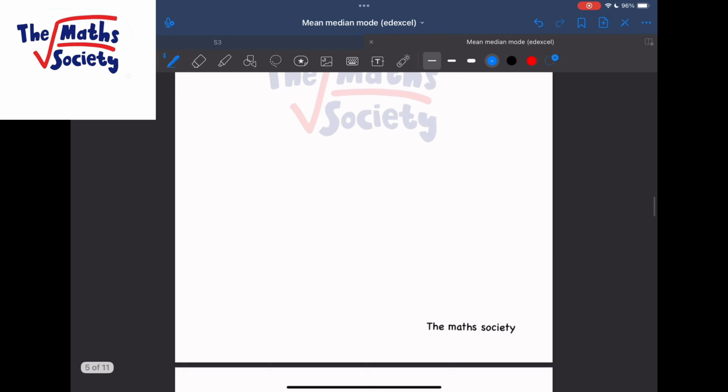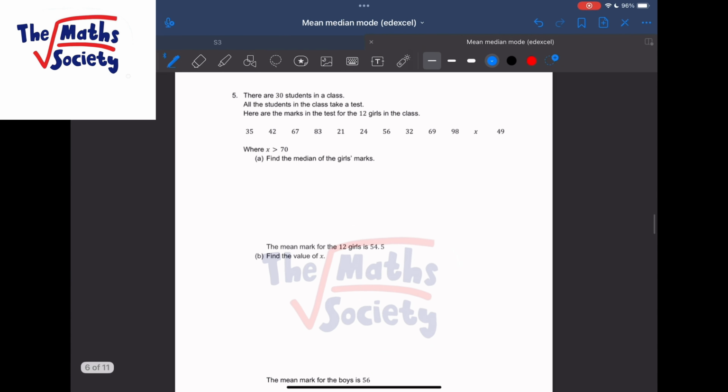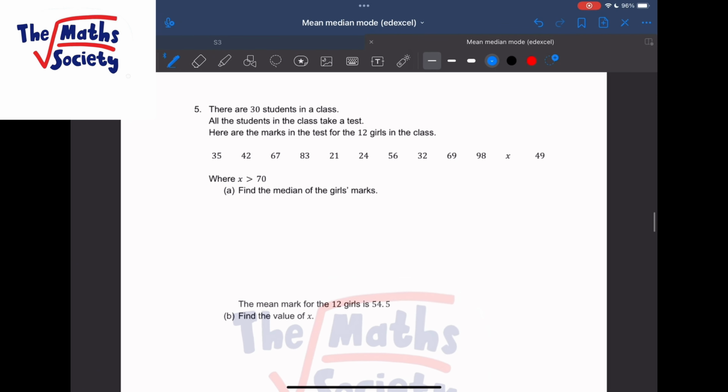Okay. So now for number 6, it says that there are 30 students in the class, and all the students in the class take a test. Marks of the 12 girls in the class, the total will be 12, and where x is greater than 70. I believe this is not in order, but x has to be here. The x has to be greater than 70, and you just have to find the median of the girls' marks.